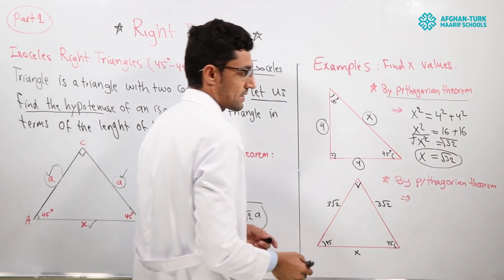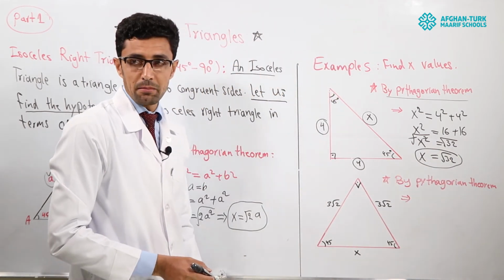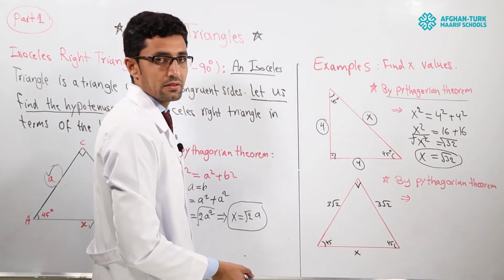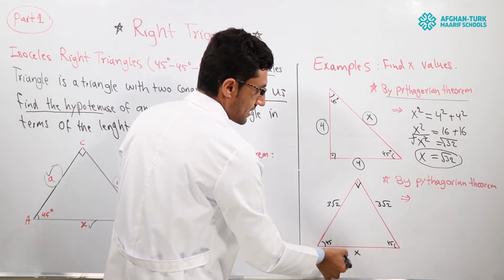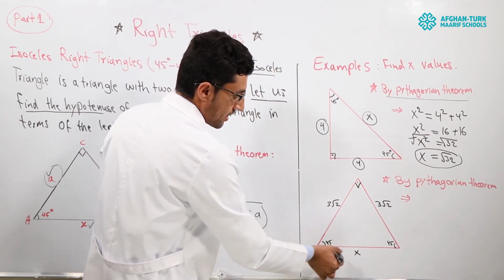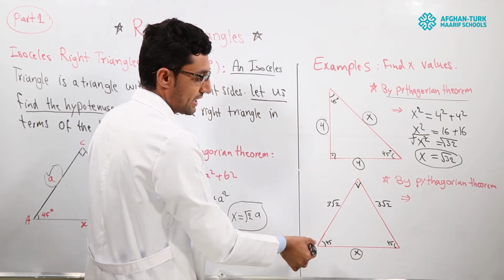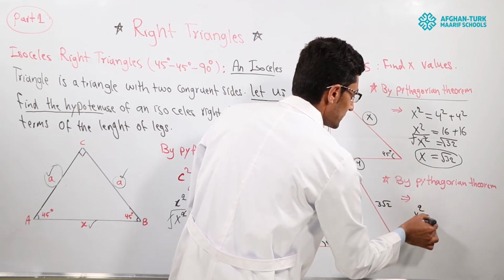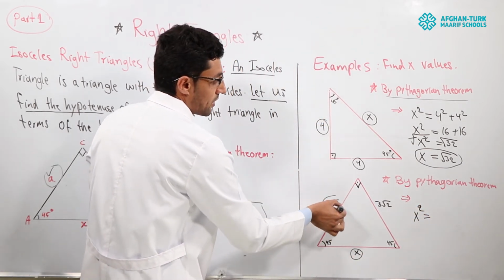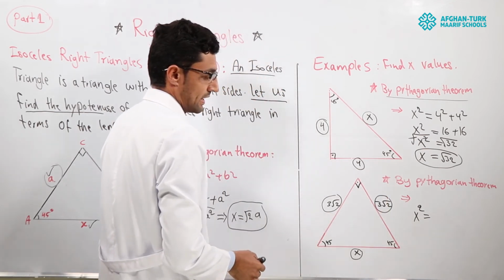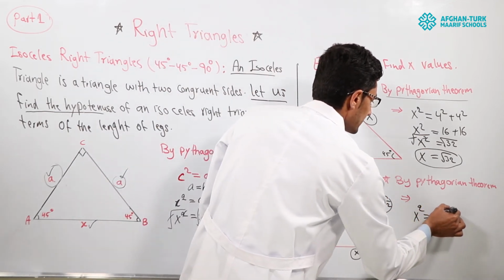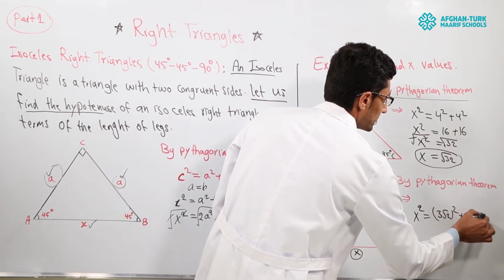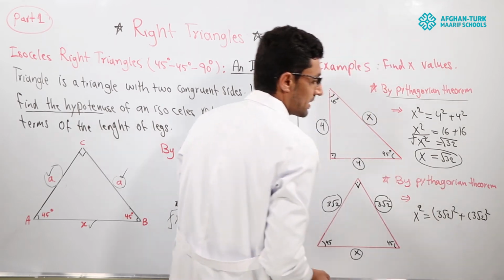The answer is this. Okay, let's do one more example. By the Pythagorean theorem again, we can find the answer x. So what is this x? Is it the hypotenuse or not? It's the hypotenuse, yeah? So we can write x squared is equal to the sum of the squares of the legs. What are our legs? These two are legs.